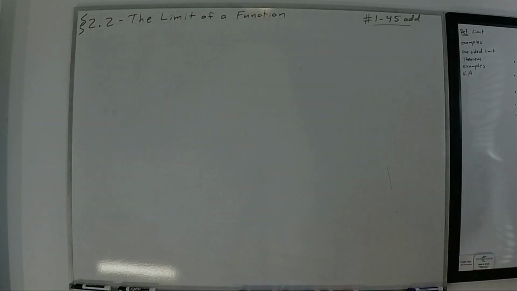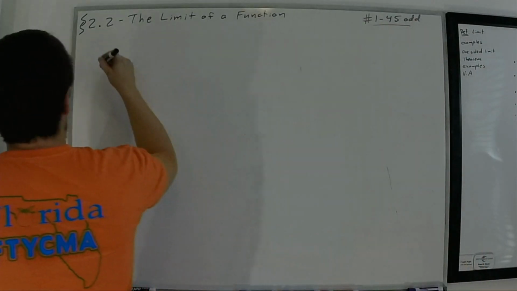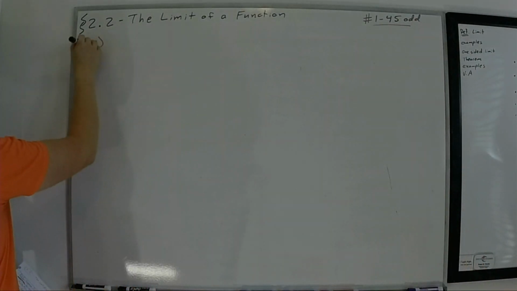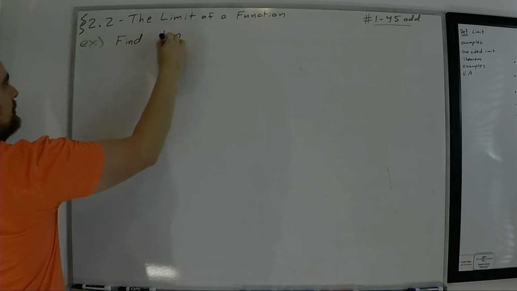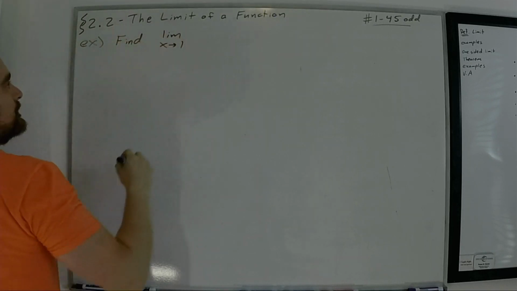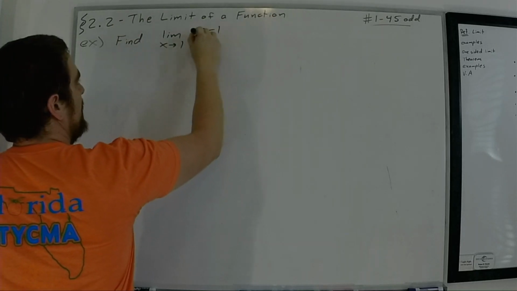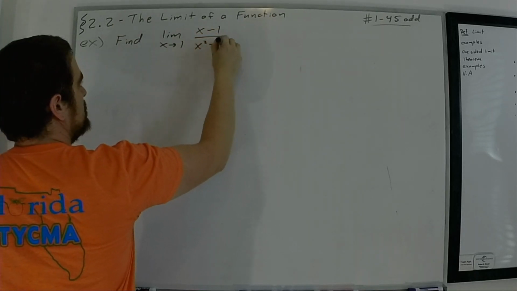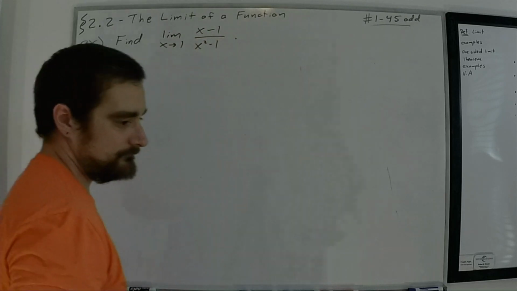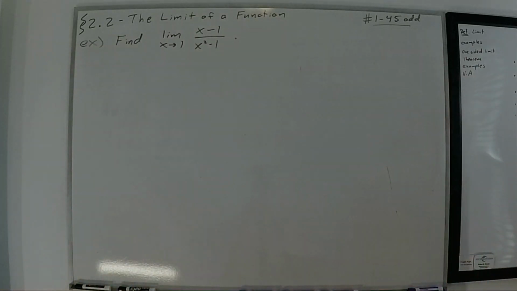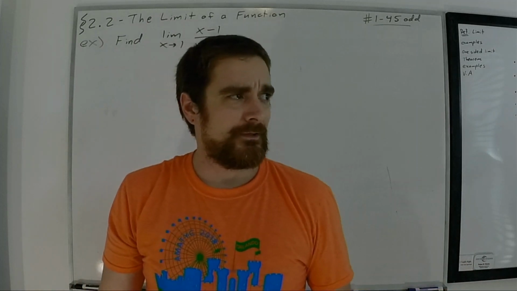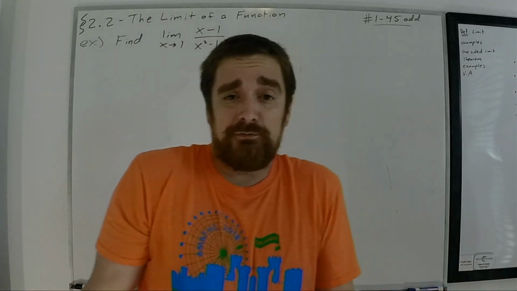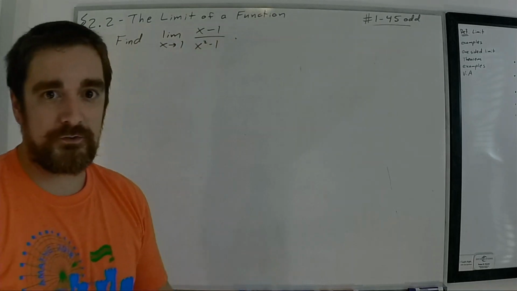So let's take a look at another example where let's say we want to find the limit as x goes to 1 of x minus 1 over x squared minus 1. Now I know what some of you are thinking. You're thinking, oh, well, I'm not going to graph it, and I'm not going to sit there and play with my calculator. I'm just going to plug in 1. Well, watch what happens, right?